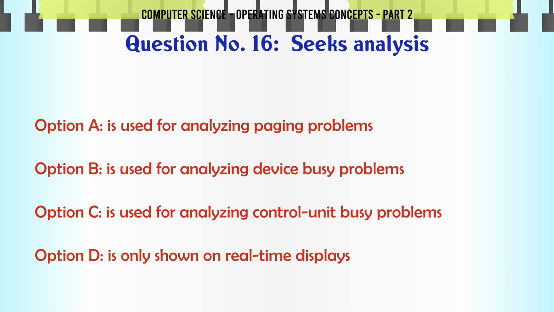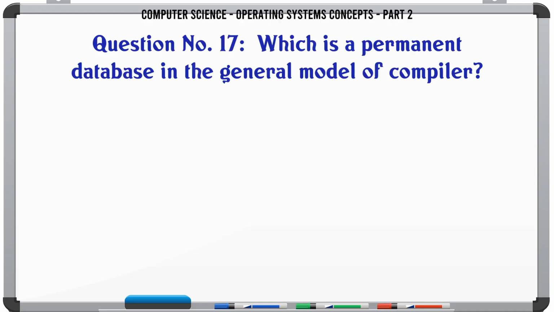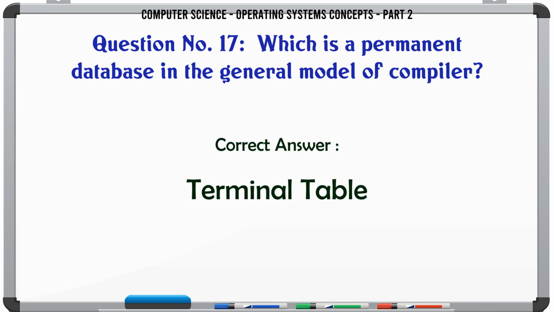is used for analyzing control unit busy problems. D. is only shown on real-time displays. The correct answer is used for analyzing device busy problems, which is a permanent database in the general model of compiler. A. literal table. B. identifier table. C. terminal table. D. source code. The correct answer is terminal table.